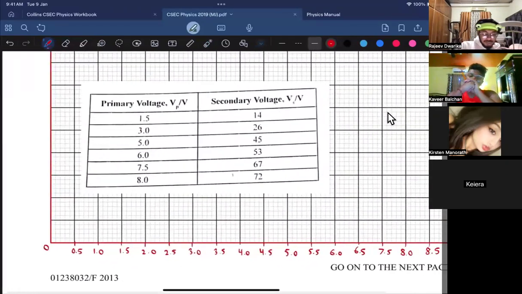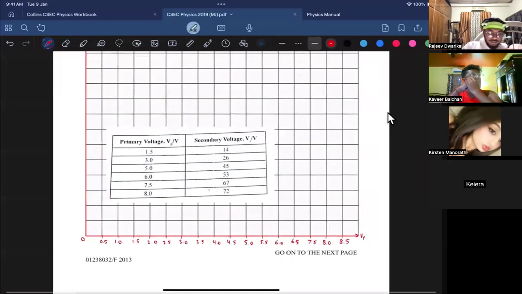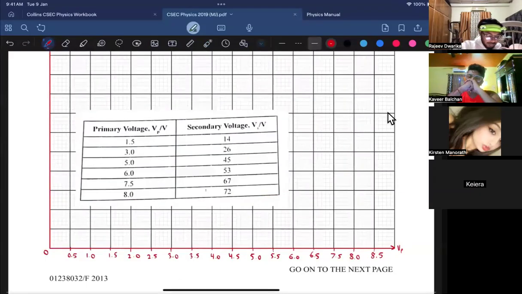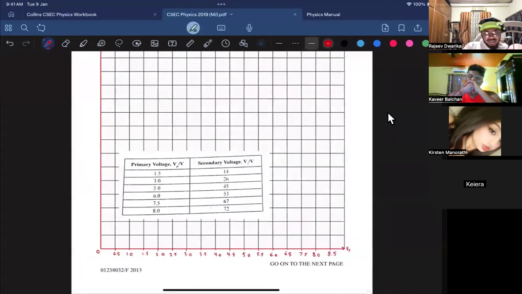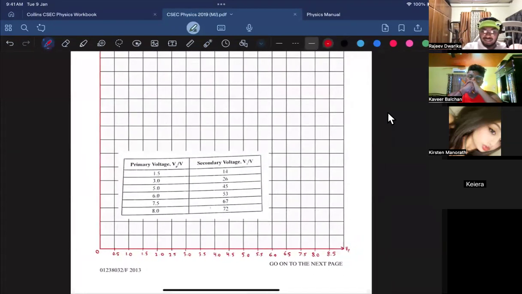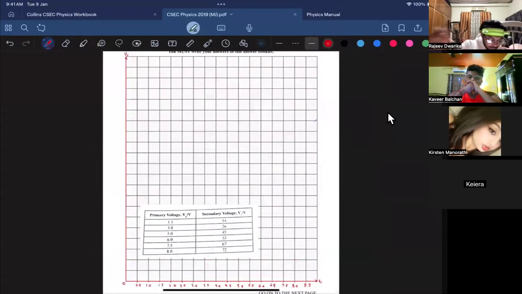Now we need to come up with a suitable scale for the y-axis. So, Kira, help me. We have 14, 20, 40, 50, 60, 70. We can't just stop at 70. We probably need to go up to 80. You can come up with that scale. Could we do every 2 blocks is 10? Yeah, that sounds like a good idea.